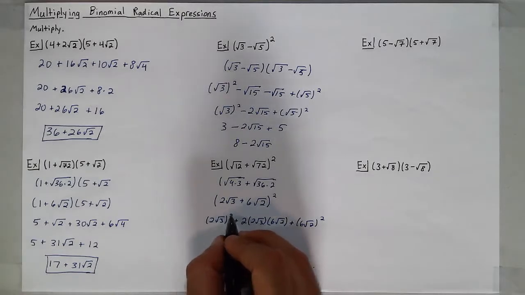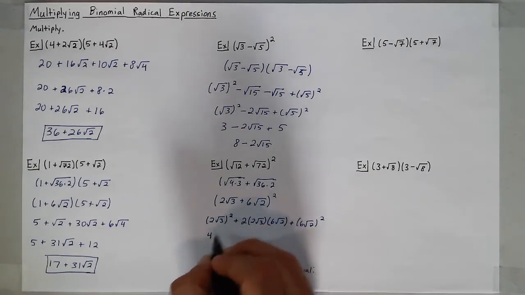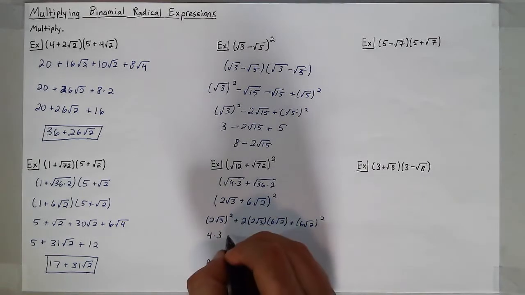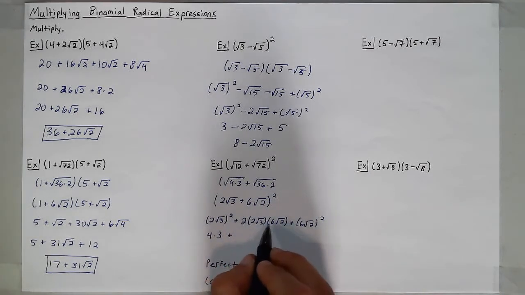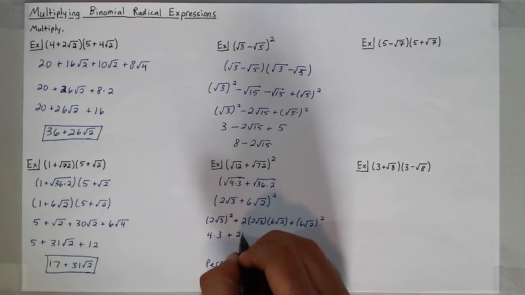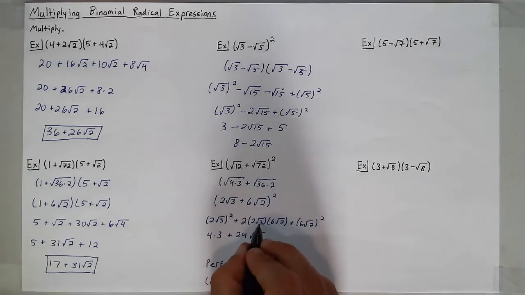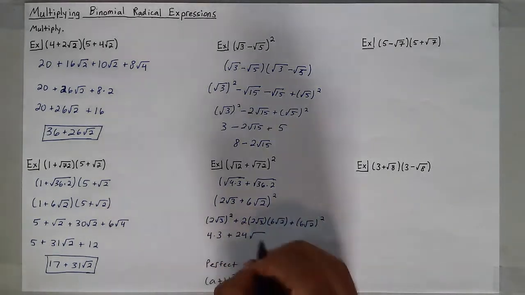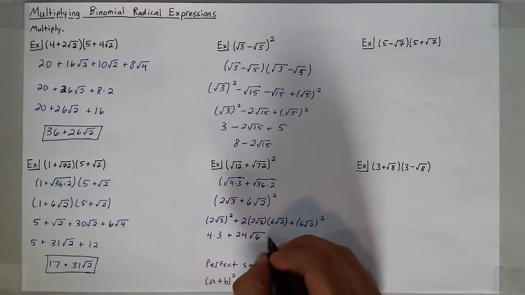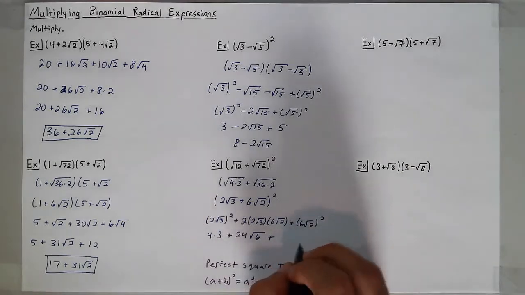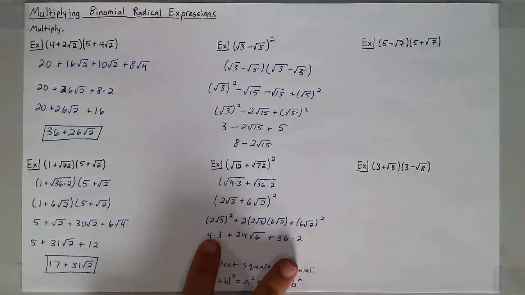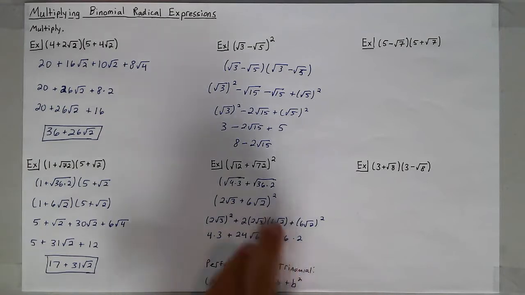So 2 squared is 4. The square root of 3 squared is 3. Plus, we have 2 times 2 times 6. So that's 4 times 6, which is 24, times the square root of 3 times the square root of 2, which is square root of 6. And then plus 6 squared, which is 36, and square root of 2 squared, which is 2. You'll notice here 4 times 3 is 12. 36 times 2 is 72.